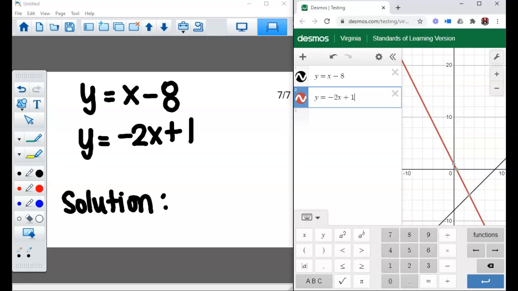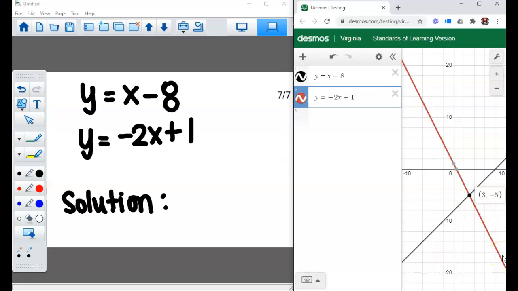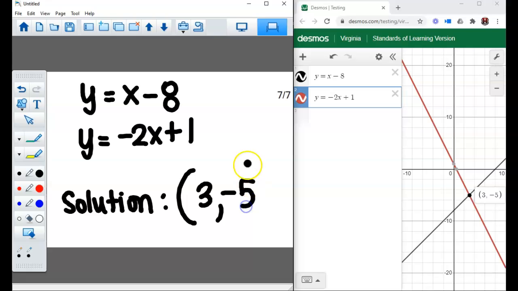So to find the solution for the system, this is a system, by the way, because both of these equations are together and they're on the same graph. To find the solution, I look for where the red line and the black line intersect each other, which notice is right there. So I'm going to click on that point, and that point is the solution. So when they ask me for the solution, I'm going to put that it's the ordered pair 3, negative 5.